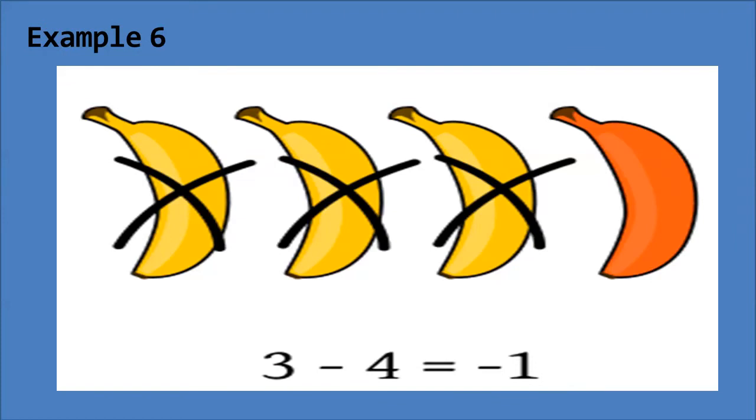Let's move on to the next example. Oh wow, here are some bananas. Let's count how many bananas are there. 1, 2, 3, 4. Oh wow, there are 4 bananas. If you eat 3 bananas, then how many bananas are left over? Let's count. 1. Oh, there is 1 banana left over.